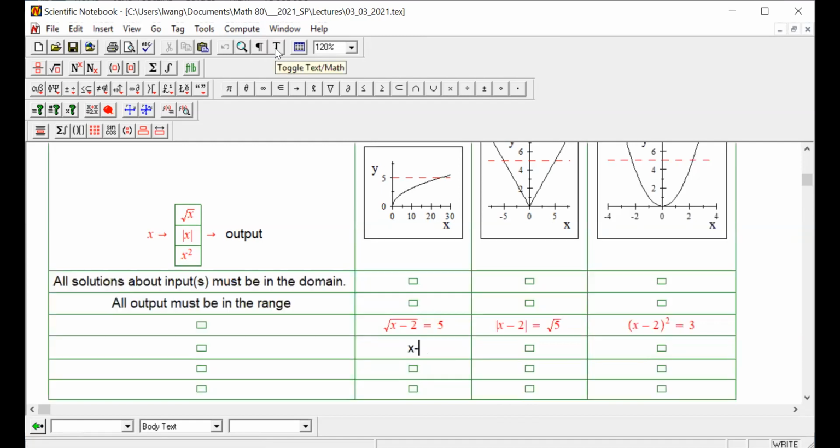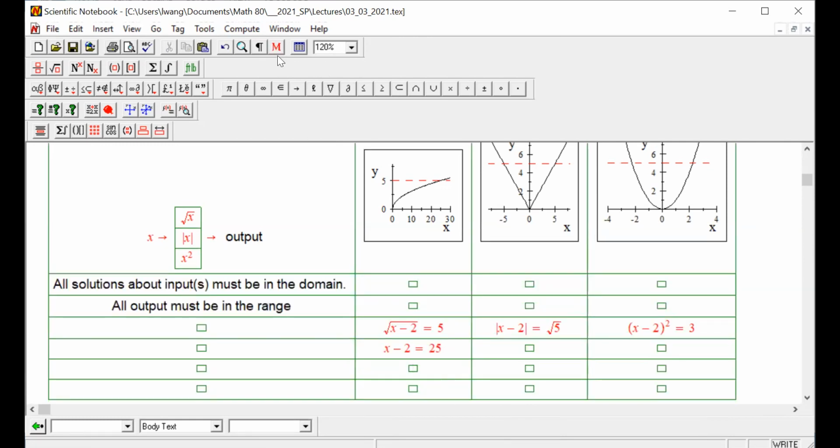So over here, x minus 2 is going to be equal to 25. And the next one would be x equals 27. And is 27 in the domain? Yes, absolutely. We're going to talk about the domain of the square root of x minus 2 though. The domain of the square root of x minus 2 actually is not only positive, it's going to be a little smaller. But this 27 definitely is in the domain of the square root of x minus 2.